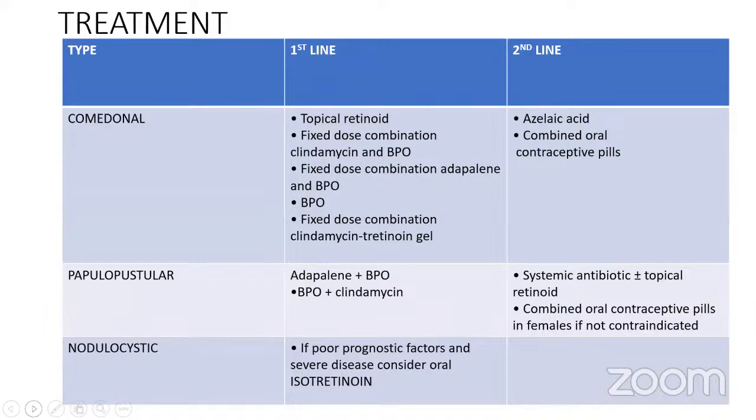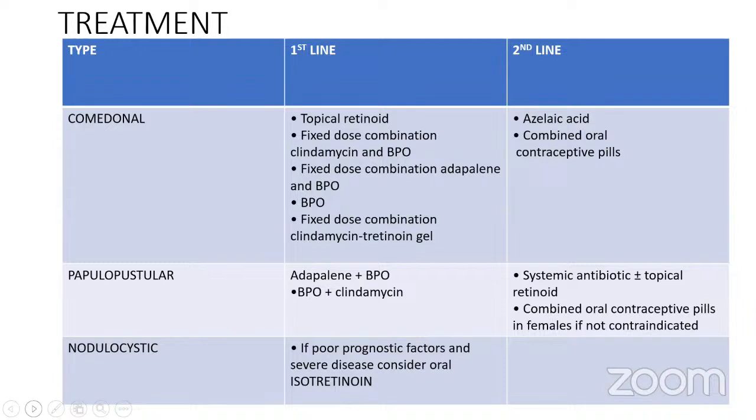Next, treatment based on the stage of acne. So there are 4 stages of acne. First is comedone, next is papule, pustule, nodular cystic. In case of comedone acne, we give them a topical retinoid, like adapalene, or BPO. Next, for papular acne, we give topical retinoid and a topical antibiotic like clindamycin. Then for pustular acne, we can add a systemic antibiotic with it, that is doxycycline 100 mg OD.